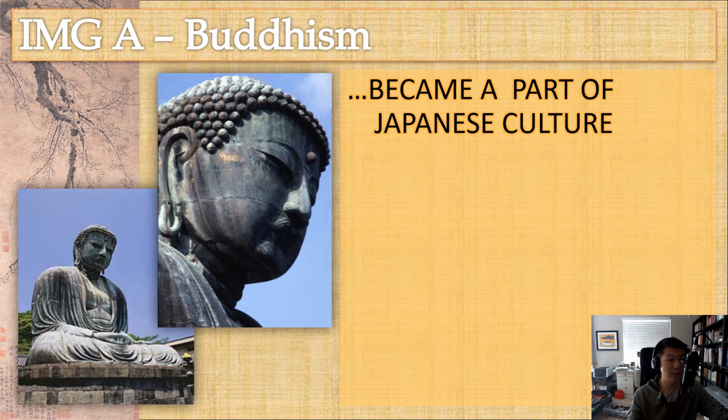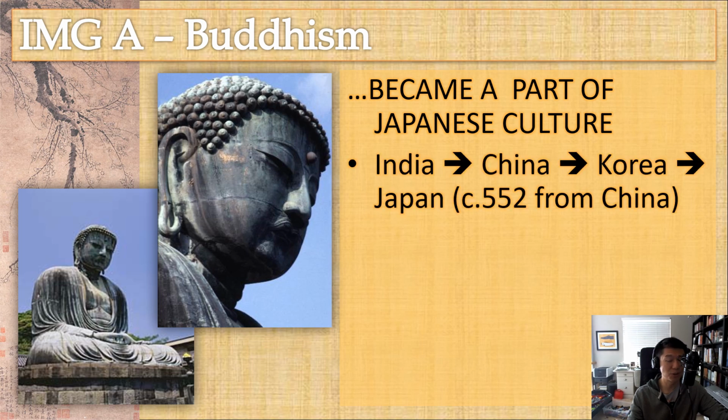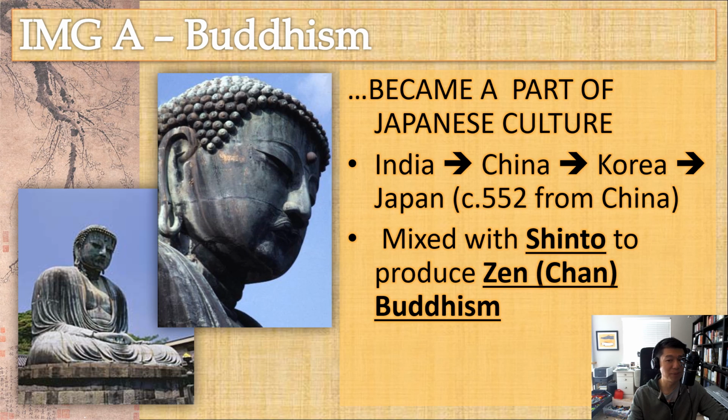And as it was applied to Japanese culture, coming in from missionaries establishing monasteries in the 6th century, from India, China to Korea to Japan, and then particularly mixing with the veneration of nature in Japan, and particularly the natural belief set of Shinto, it produced what is known as Zen or Chan Buddhism.